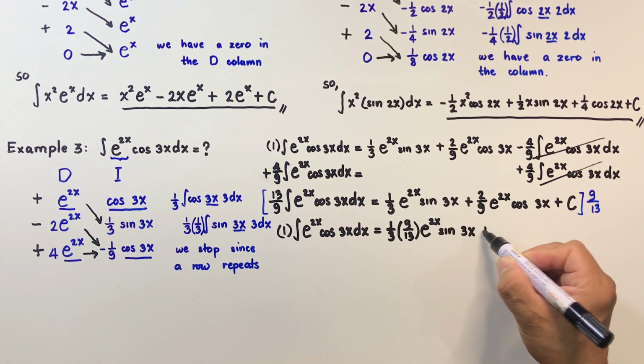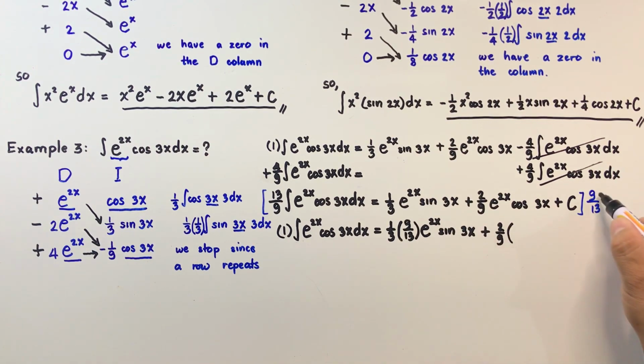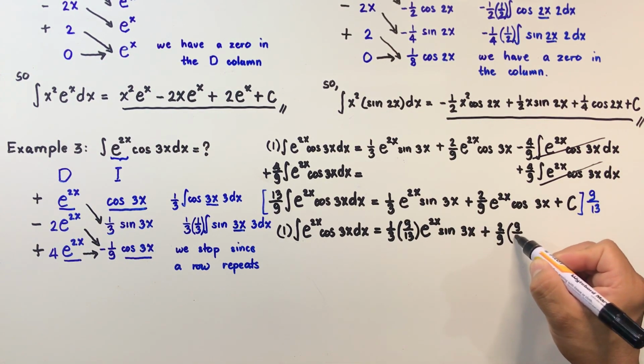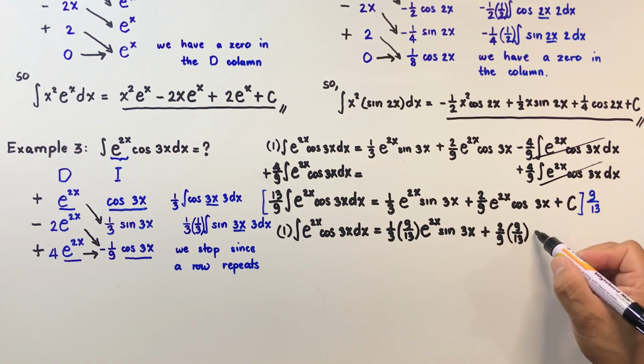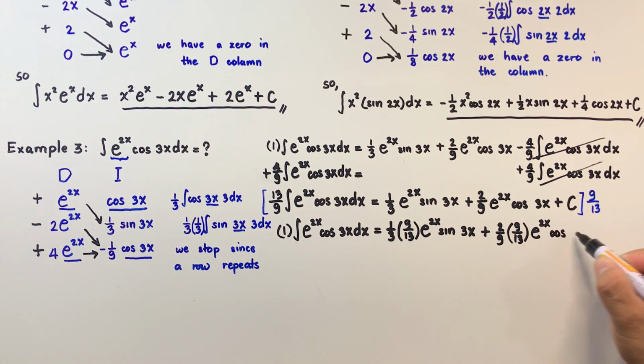And also the 2/9 will be multiplied to this 9/13. And this will be multiplied by e to the 2x times cosine 3x. And of course, this 9/13, which is a constant, when multiplied to another constant, is still a constant. So I will write here the big C.